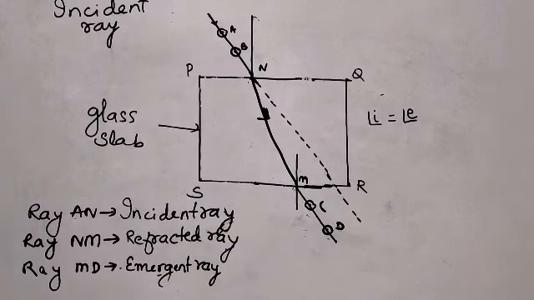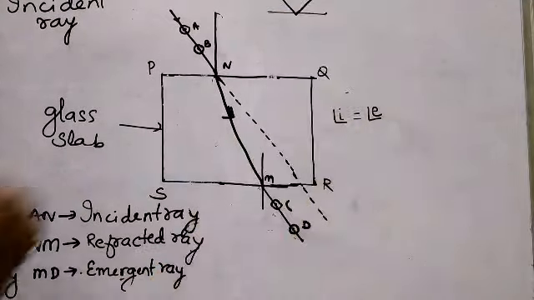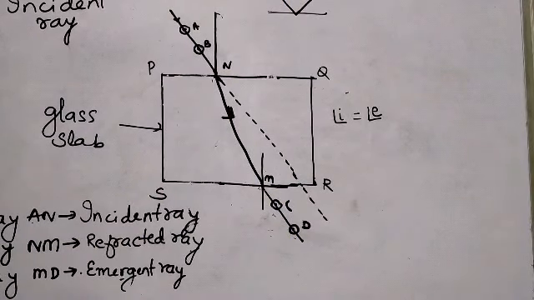Now we have to be very careful when we use the terms reflected ray and refracted ray. A reflected ray is a ray which bounces back in the same medium, whereas a refracted ray is a ray which enters into another optical medium. So be very careful while using the terms reflected ray and refracted ray.